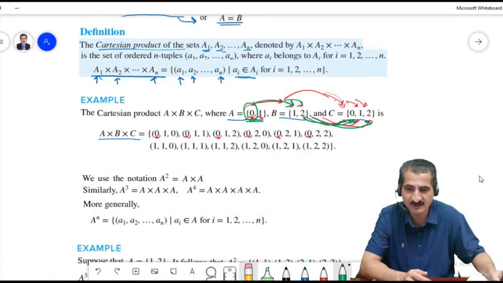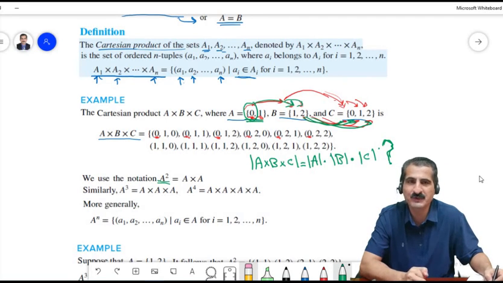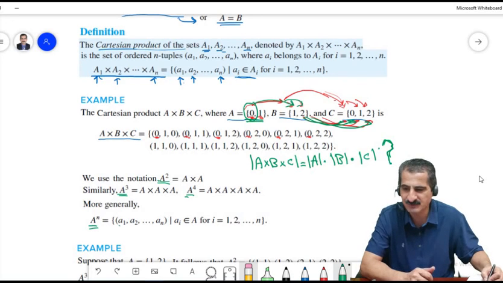Can we guess that? Here I'm guessing that the number of elements here is the same as the number of elements in A times, these are numbers, the number of elements in B times the number of elements of C. Can we generalize that? I will let you think about that. And same thing here, we can use notation: A squared means A cross A, A to the power 3 means A cross A cross A, and so on. A to the power n means A cross A, n times, which means n-tuples. It is the set that consists of n-tuples, and the coordinates are all from the same set.